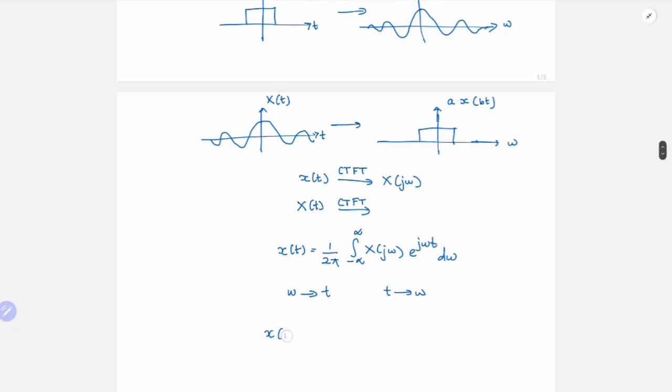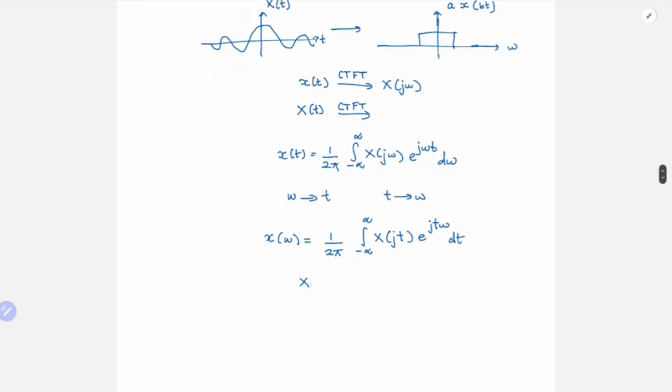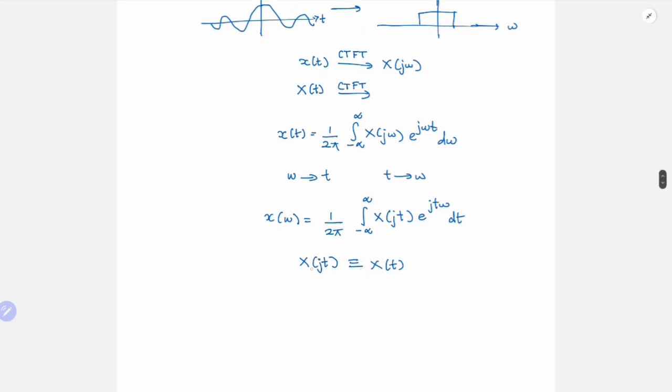So what will I get? I'll get x of omega equal to 1 over 2 pi integral minus infinity to infinity X of jt e power j t omega dt, right? So again, my X of jt is identical to x of t. It is just a convention. We also write the j term. Otherwise, we can write x of t. And where does this X of j omega convention come from? It comes from X of s, right? And you substitute s equal to sigma plus j omega. That is where it comes from.